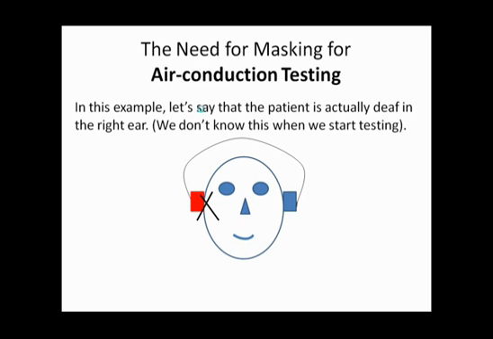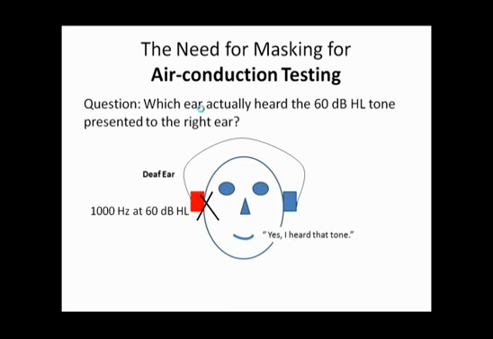In this example, let's say that the patient is actually deaf in the right ear. Now, we don't know this when we start testing. So we have a patient, we don't know that the patient is deaf on the right side, and we're going to start our testing. Now, which ear actually heard a 60 dB HL tone presented to the right ear? Let's assume that the hearing in the left ear is normal.